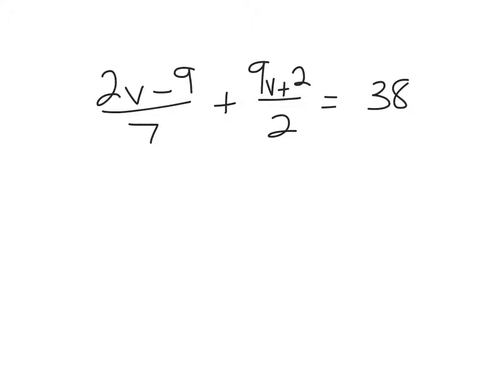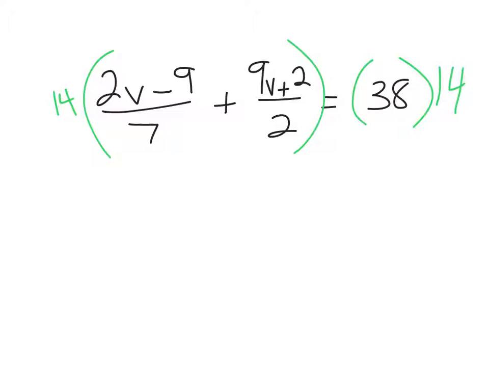So once again, I'm going to have to do the exact same thing, because I have those denominators down there. I want to get rid of them, so I'm going to multiply by a common denominator. Out of 7 and 2, the common denominator would be 14, so I'm going to multiply both sides by 14. Even though over on the right side I only have the number 38, because I'm trying to keep it even, I have to still multiply both sides by 14.